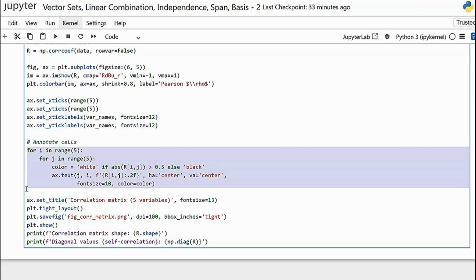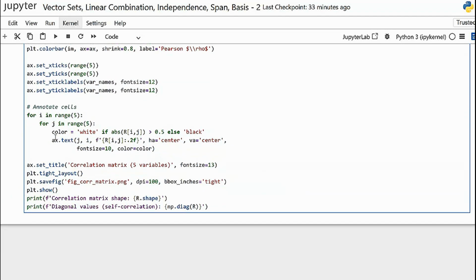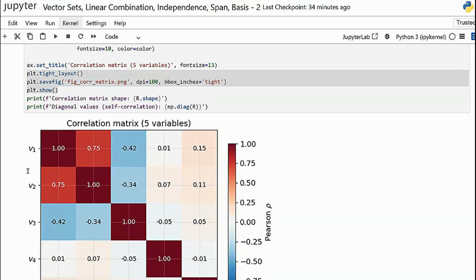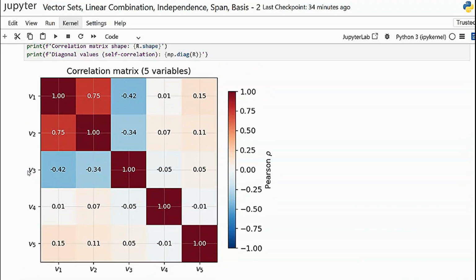And here we have a loop. Kindly observe, we loop over every cell in the matrix, and here we have a text call, so that each cell is annotated with its numerical correlation value. Dear friends, we then set our title, and we finally display the visualization. Let me execute and observe the correlation. So here we have the exact correlation output.